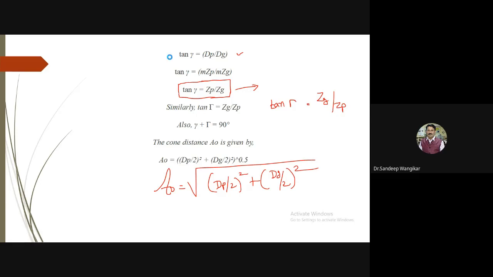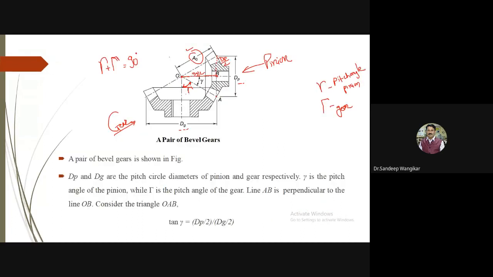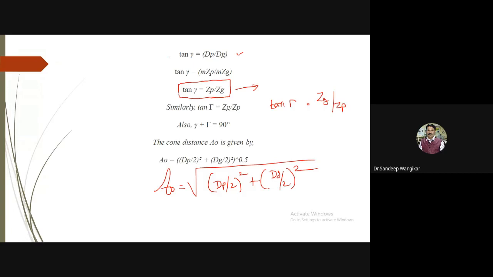So this virtual number of teeth formula, once again I will repeat: z dash is equal to z divided by cos of gamma. This equation is required in calculation. It is the relation between virtual and actual number of teeth. Then from this diagram you can say tan of gamma is equal to zp by zg. By using this equation you can calculate gamma, or if gamma is given you can calculate the unknown number of teeth on the pinion or gear, and then you can calculate the cone distance A naught, which is the square root of (dp by 2) square plus (dg by 2) square. These three formulas are important.